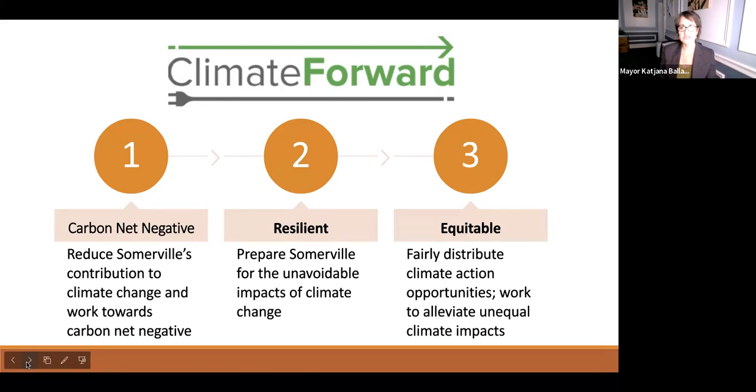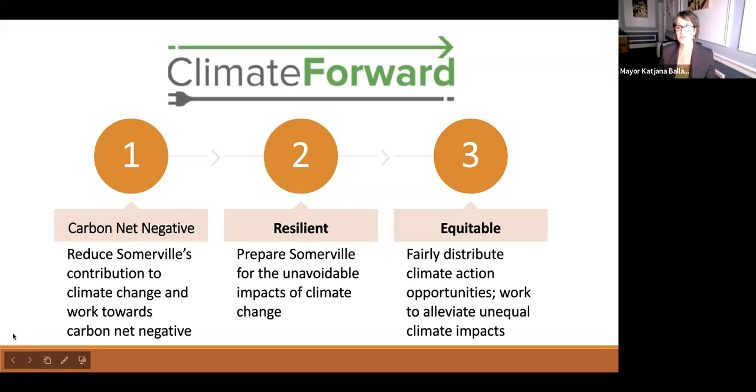So let me zoom into what we're doing in the bigger picture about climate change. Our Climate Forward Plan is our roadmap for climate action efforts. The plan has 3 key areas of action. It's designed to, 1, reduce Somerville's contribution to climate change and work towards making Somerville carbon net negative by 2050.